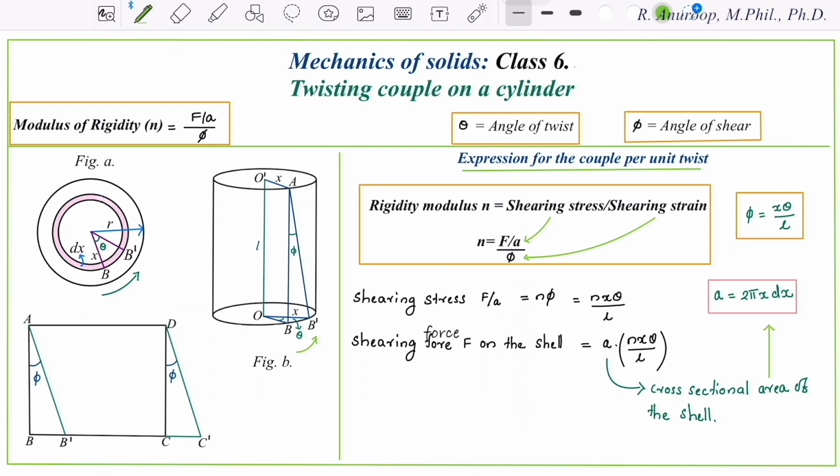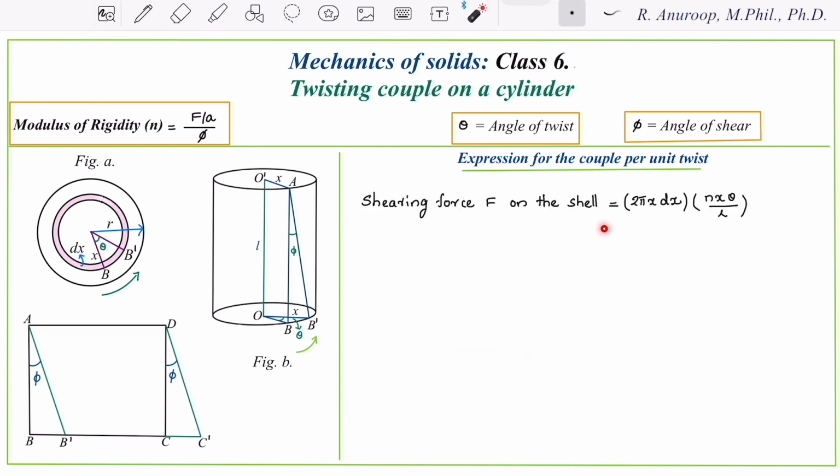Therefore, the shearing force F on the shell is given by 2 pi x dx N x theta by L. The cross-sectional area is 2 pi x dx, then N x theta by L. So we have the expression: the shearing force F on the shell is 2 pi x dx N x theta by L, that is equal to 2 pi x square N theta by L dx.